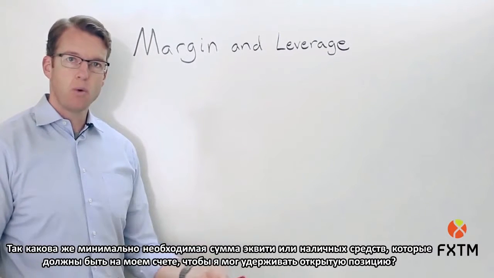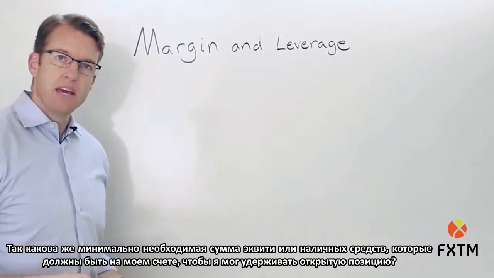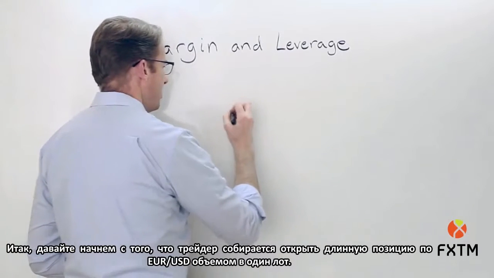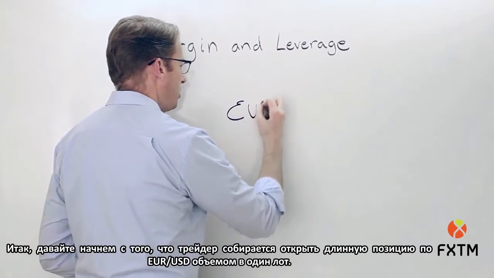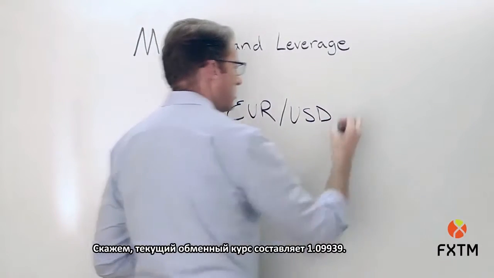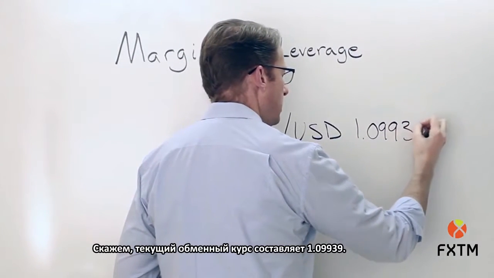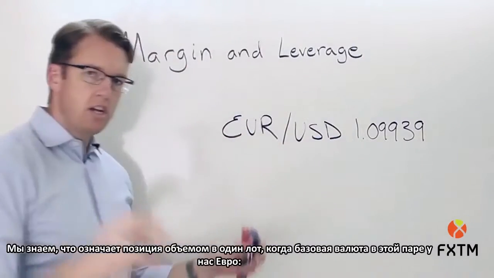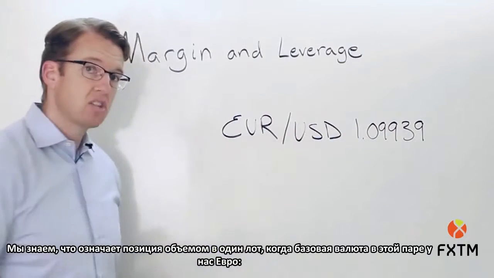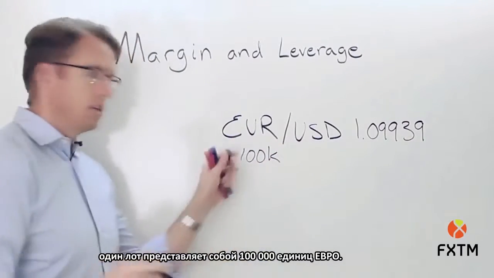So what is the minimum required amount of equity or cash that I need to have in my account in order to hold open a position? Well, let's look at an example and we'll see how it relates to leverage. Let's assume that a trader is looking at holding open a one lot long position on the euro to the US dollar. Let's say that the current exchange rate was 1.09939. Now we know that a single lot position, because the euro is the base currency, represents 100,000 units of the euro.